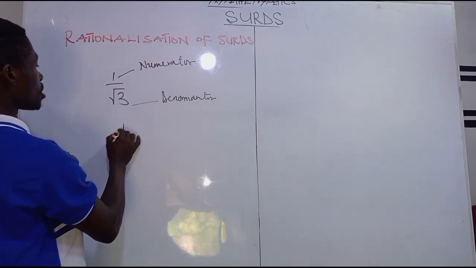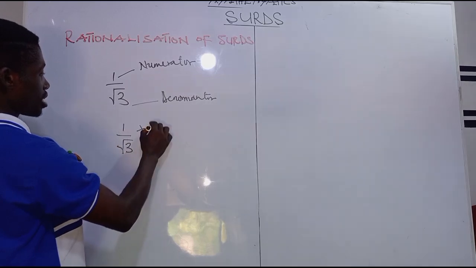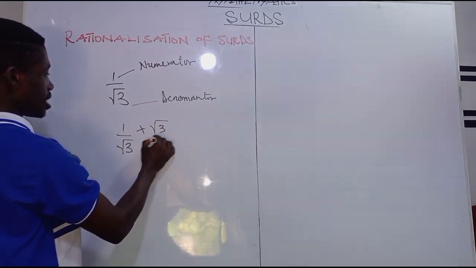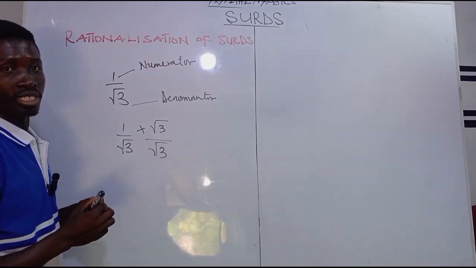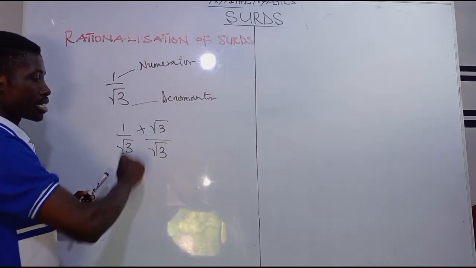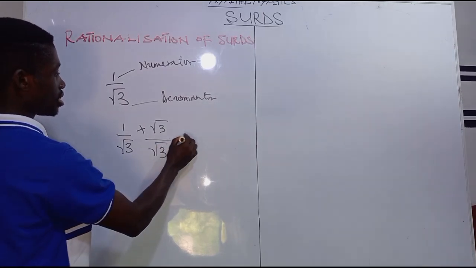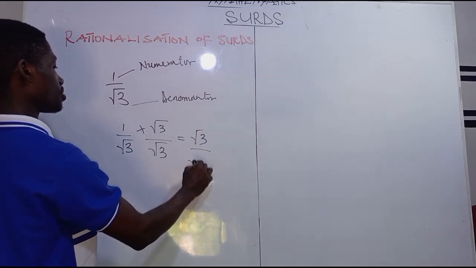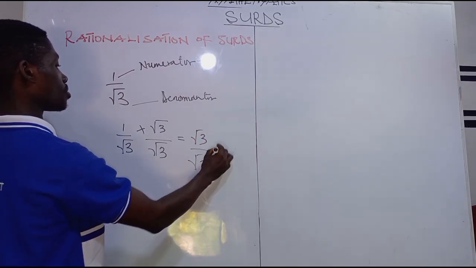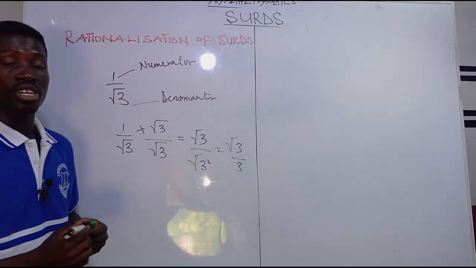So with this, we are going to have 1 over root of 3. We are going to multiply the numerator and then the denominator by the denominator of the fraction. Multiply both top and down by the denominator of the fraction. And then we simplify. So 1 times root of 3 will give us root of 3. And the denominator will give us root of 3 power 2. So we have root of 3 all over 3. Very, very easy.